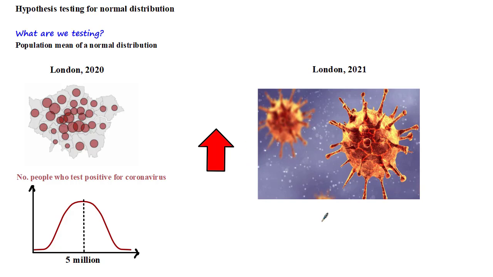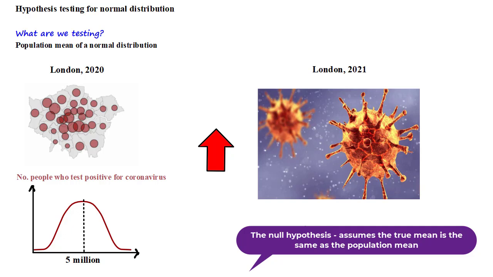So in hypothesis testing for normal distributions, we test whether the true mean has changed or not by taking a sample of the population, working out the sample mean, and seeing if this sample mean gives us enough evidence to accept or reject the null hypothesis. The null hypothesis assumes that the true mean is the same as the population mean, and our job is to work out whether to accept or reject the null hypothesis based on our findings of the sample mean.